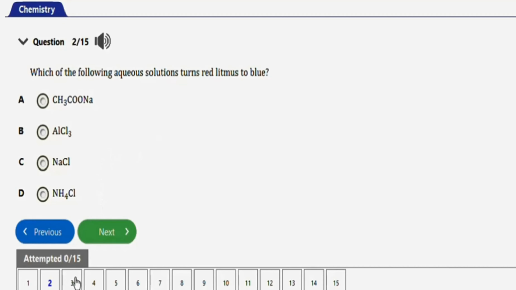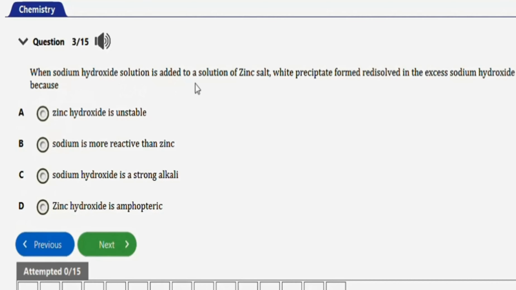Next repeated question will be this one. It says, when sodium hydroxide solution is added to a solution of zinc salt, the white precipitate formed will dissolve in the excess sodium hydroxide because: option A, zinc hydroxide is unstable? No. Sodium is more reactive than zinc? No. Sodium hydroxide is a strong alkali? No. Zinc hydroxide is amphoteric? Yes. Amphoteric oxides are oxides that can react as both acid and base to form salt and water only. So the white precipitate formed will dissolve in the excess sodium hydroxide because the hydroxide is amphoteric.